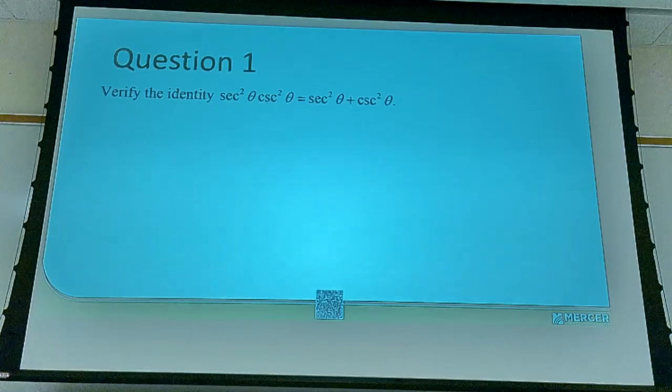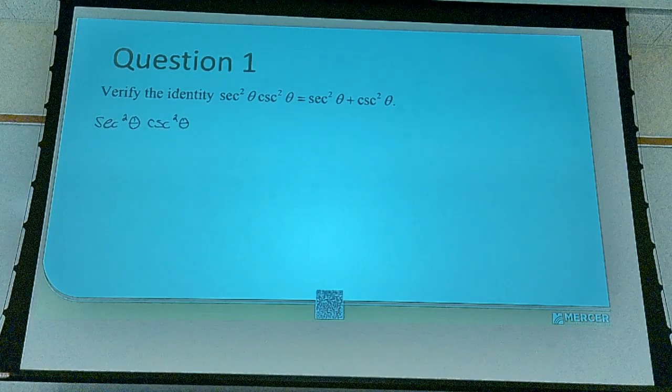When verifying an identity, the goal is you start with one side and you just continue to work algebraically to get to the other side. It does not matter which side you start with, either the left or the right. Start with the left side.